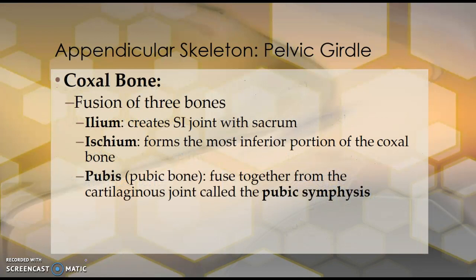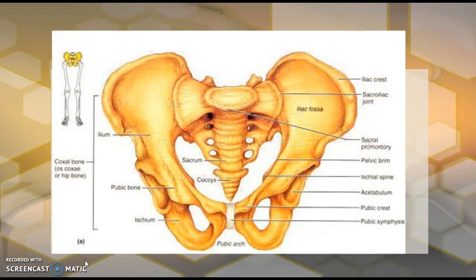So your coxal bone, or your hip bone, is actually a fusion of 3 bones. You have the ilium, which creates that sacroiliac joint with the sacrum, the ischium, and the pubis. And the pubis bone is the bottom bone, and this is where both of your coxal bones come together by what we call the pubic symphysis, which is just basically a tough piece of cartilage holding them together.